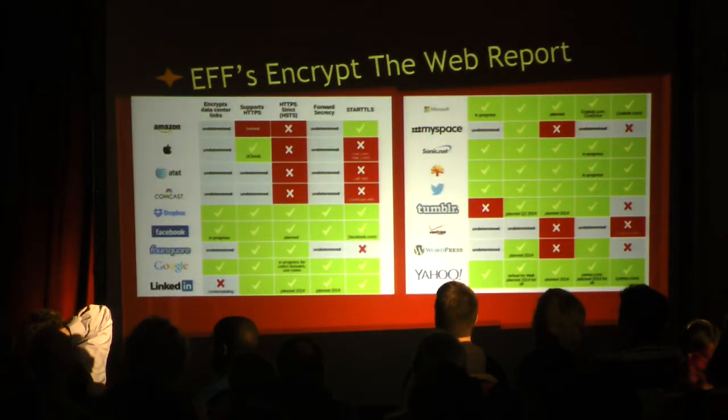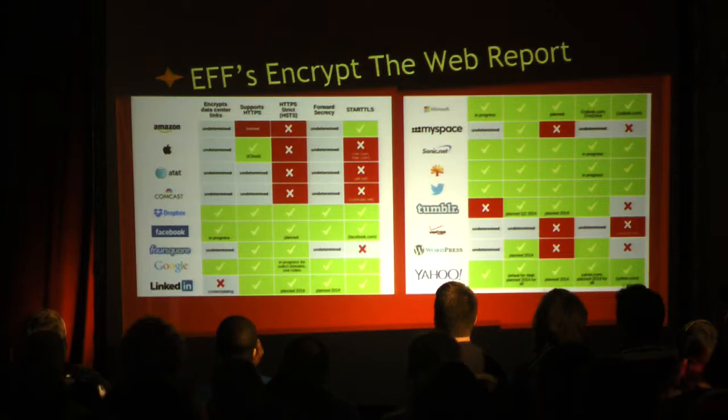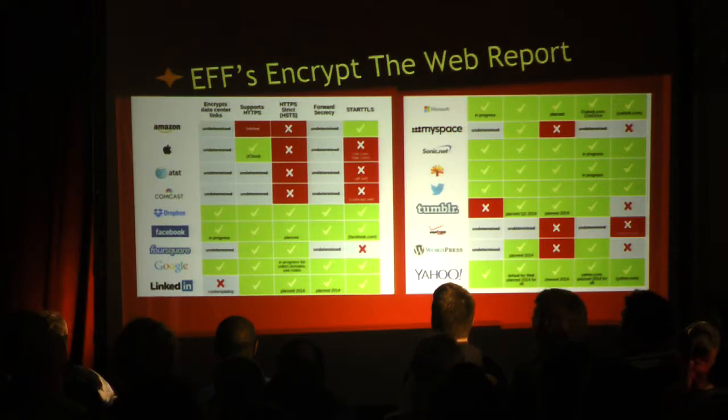One way that we look at the way that things don't suck is through the Encrypt the Web report. It's just a sampling. We look at a handful of websites and services that people use, and we measure how those sites are doing in terms of encrypting user data. This is a long chart that I've just split up into two. The first category is encrypts data center links, which we saw matters because of the MUSCULAR attack. Then supports HTTPS, and the next two categories are how well they're doing HTTPS. And the last one is STARTTLS for encrypting user emails in transit, which we'll talk about a little bit later.